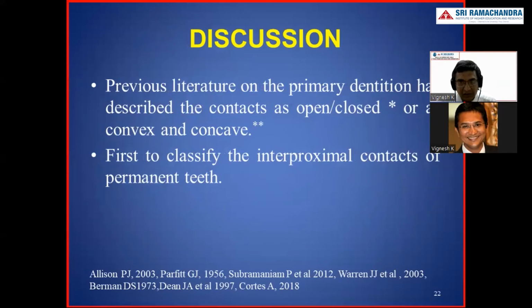Previous literature on the primary dentition and on the molars has classified the contacts as open or closed, or as concave and convex, as by Cortes. So our study was the first to classify the interproximal contacts of the permanent teeth.